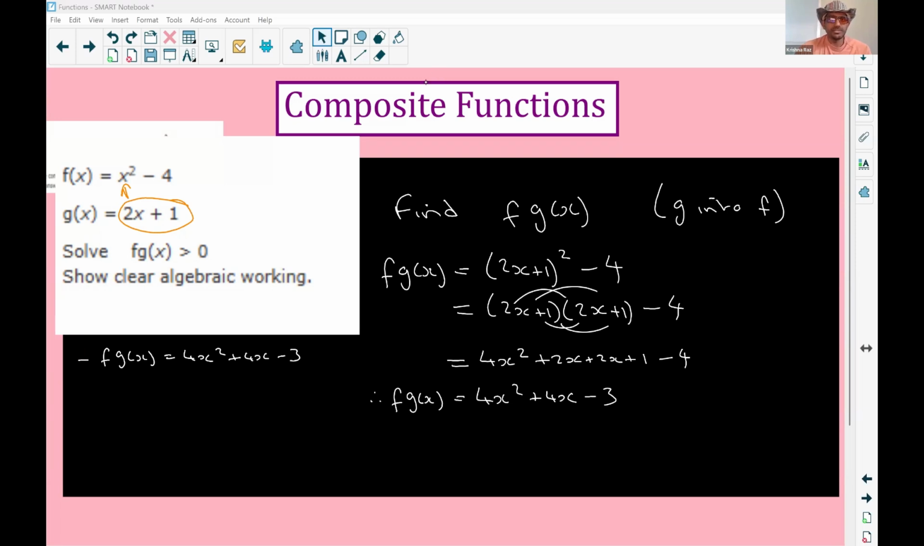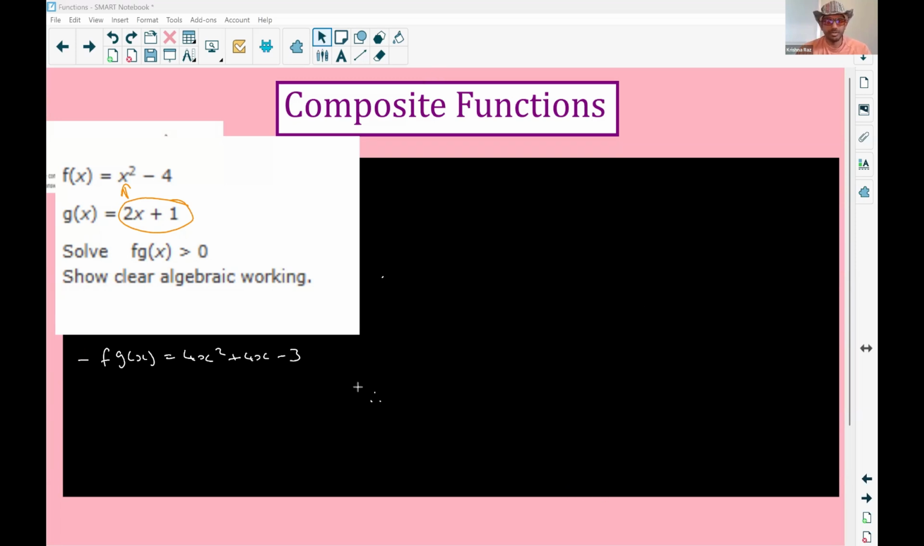This would be towards the end of an exam paper, so it's going to be quite a few marks if it's this taxing. They've snuck a quadratic inequality into the question. So now I need to evaluate 4x squared plus 4x minus 3 is greater than 0. To do that, I need to solve this first: 4x squared plus 4x minus 3 equals 0.